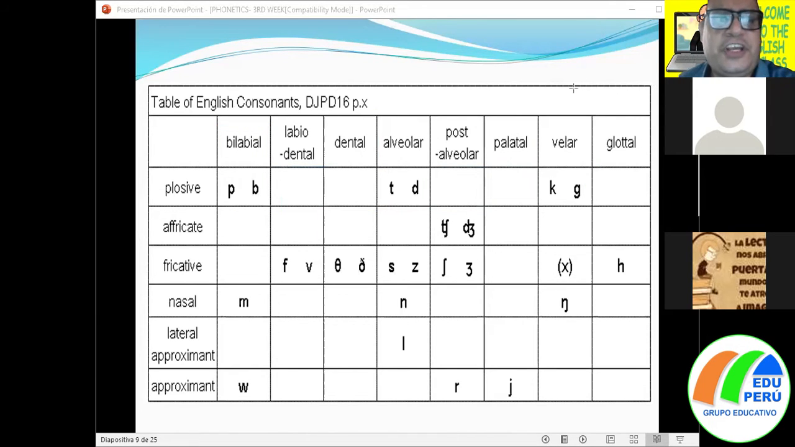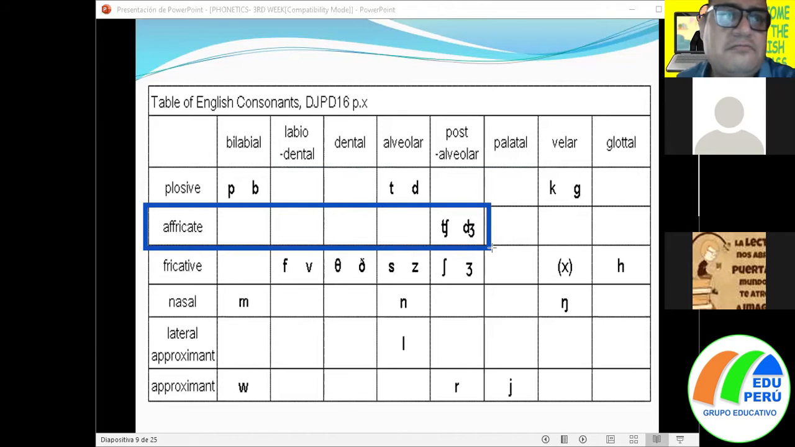Now let's pass to the affricate sounds. Notice in the affricate sounds, we have just two sounds. So what is the characteristic according to the place of articulation? They are postalveolar or palatoalveolar. In some books, they also call them palatoalveolar sounds. All right. So what are the sounds? Ch, j, ch, j. So these are the sounds.